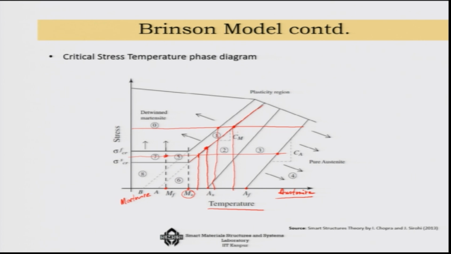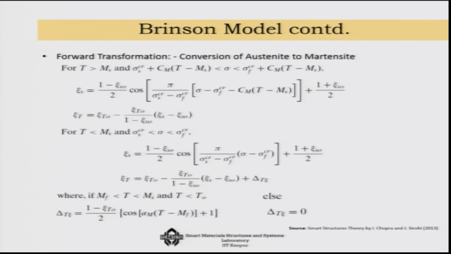These two lines are approximately parallel. That is defined by Cm, and the other one, the austenite line, is usually defined by Ca. So, here we get a straight line, but here the relationship has these sloped lines, and these sloped lines modify these temperatures because of the presence of the stress in the system. That is one feature that the Brinson model has taken into consideration.